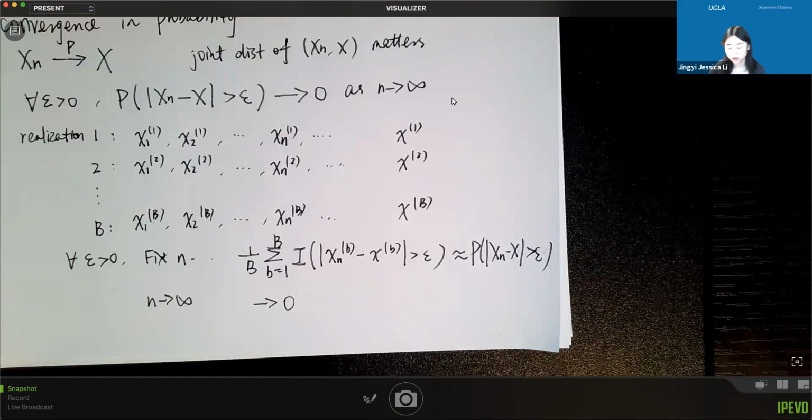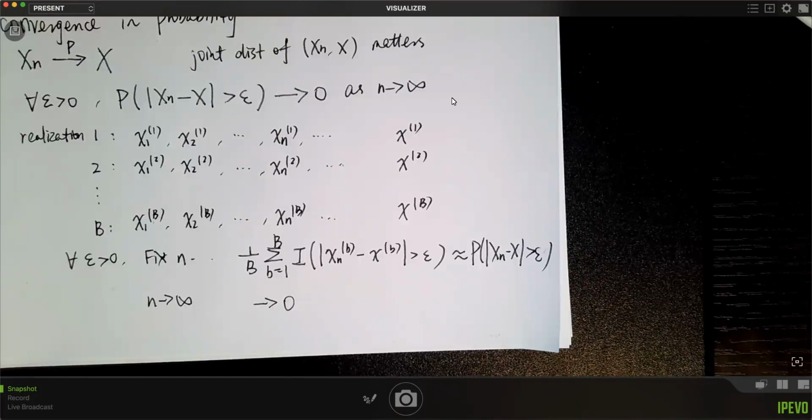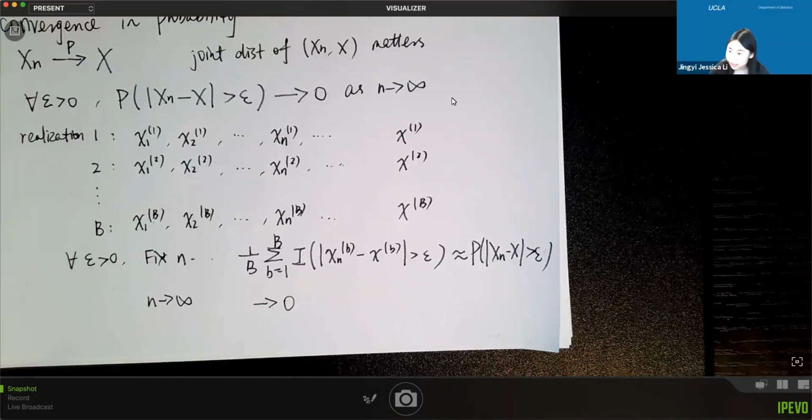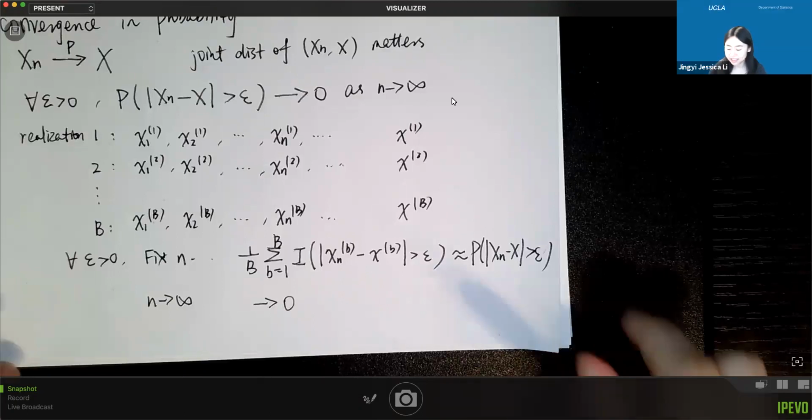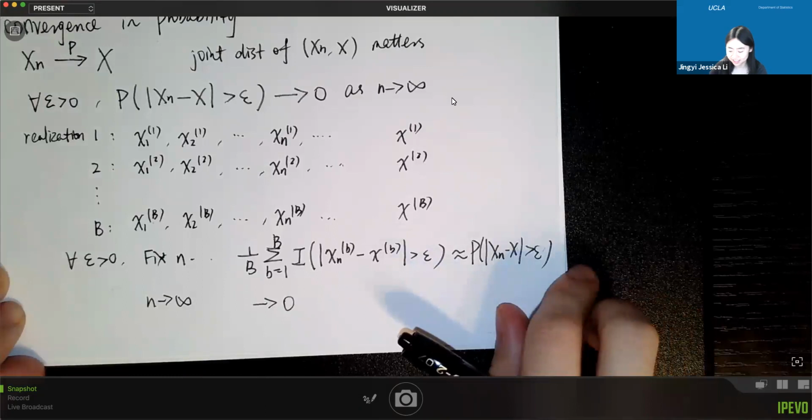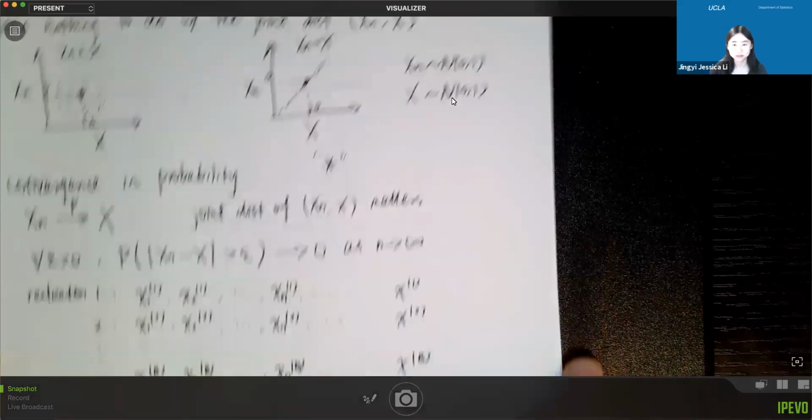Okay, so any questions or anything that is not very clear? I'm just curious, what's the mathematical definition for convergence in law? Oh, yeah, that's something I didn't talk about yet. Good point. I just directly jumped into convergence in probability.